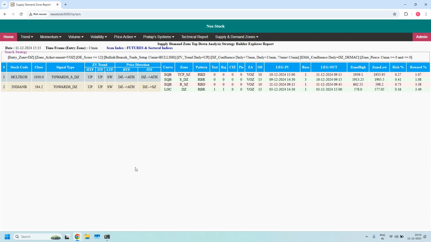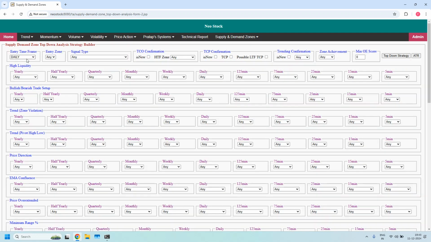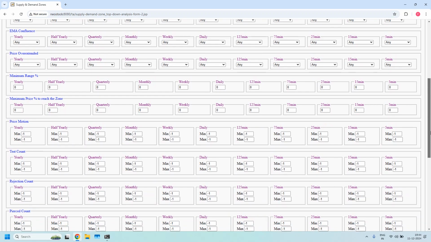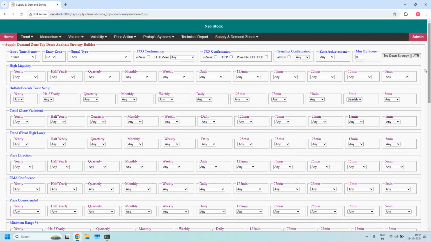Okay, next let us look for bearish trade setup for daily income trade. Entry time frame 15 minutes, entry zone supply zone. In bullish or bearish trade setup at 15 minutes, I am selecting bearish. This 15 minute supply zone should not be pierced. So in the pierced count at 15 minutes time frame, I am setting minimum value 0, maximum value 0. And zone achievement, violated opposing zone, minimum odd enhancer score 12. All the 3 filters are applied to 15 minute supply zone.